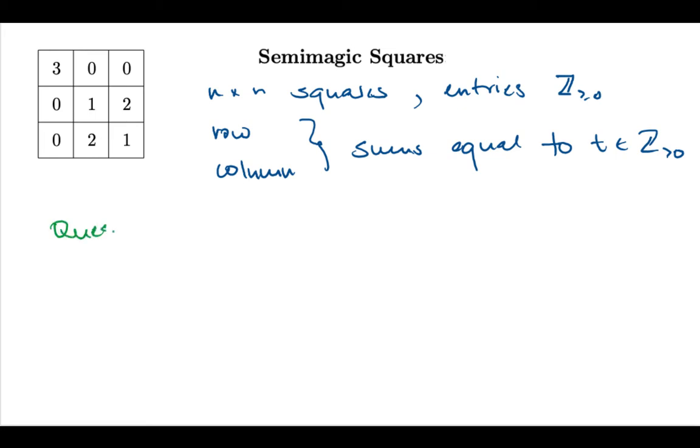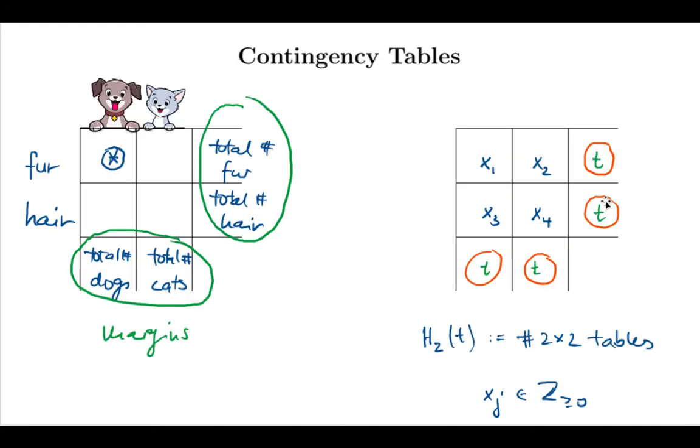So, same question as before. I would like to know how many semi-magic squares there are. But now this depends on this parameter t, so this becomes a counting function. And for some reason in the literature, we use h sub n for this counting function. This is the number of such squares. This should look familiar because many videos ago we studied contingency tables. You might remember my dogs and cats with fur and hair. Back then there was this funny counting function that I called h2, and now you know why I call this h2. These are precisely semi-magic squares with a parameter t.